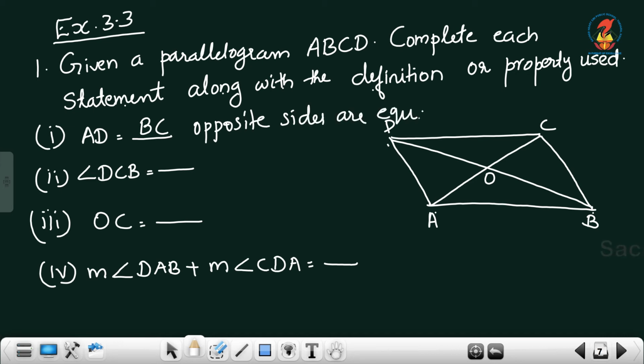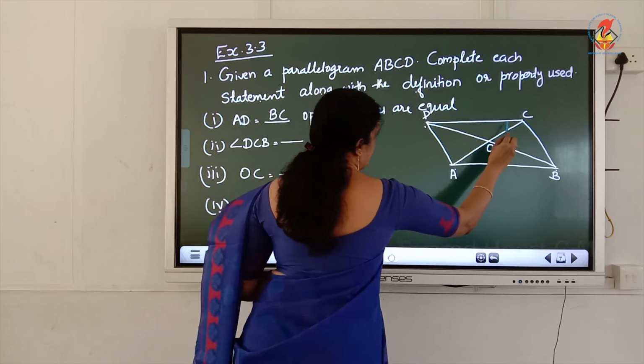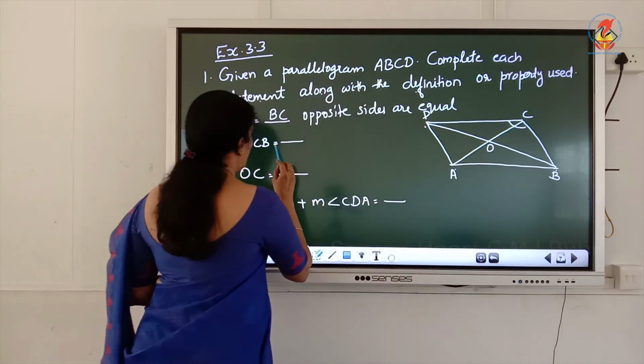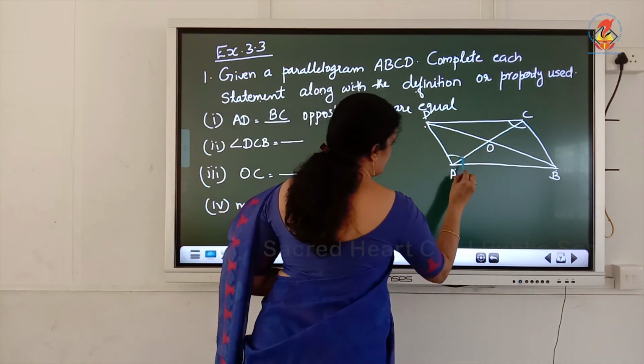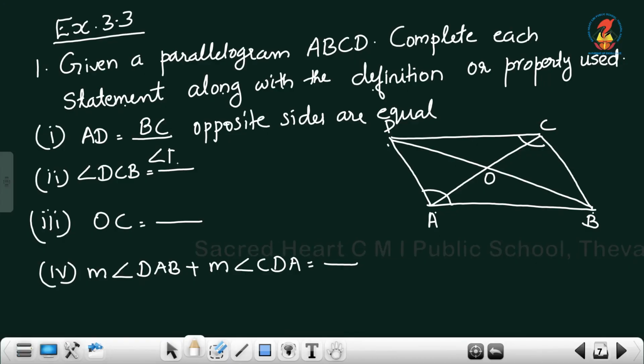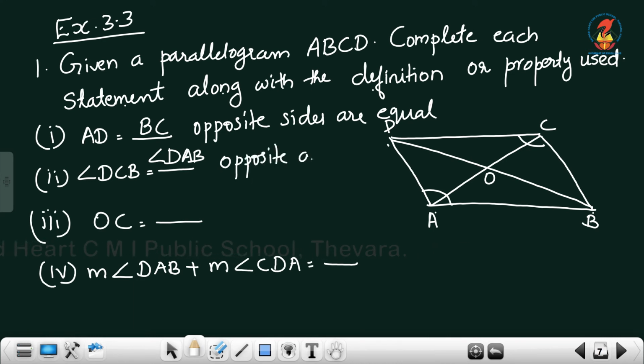Opposite sides are equal. Next one, angle DCB equal to dash, that means angle DAB. Property, opposite angles are equal. Opposite angles are equal.